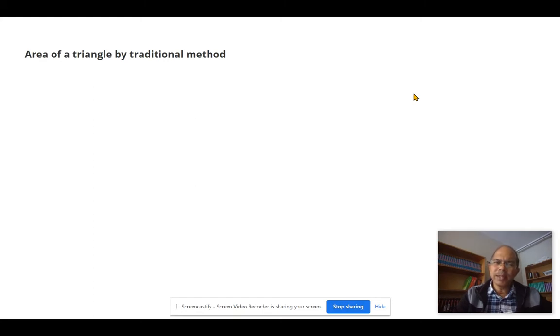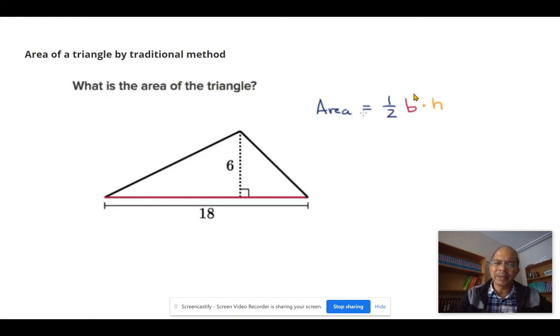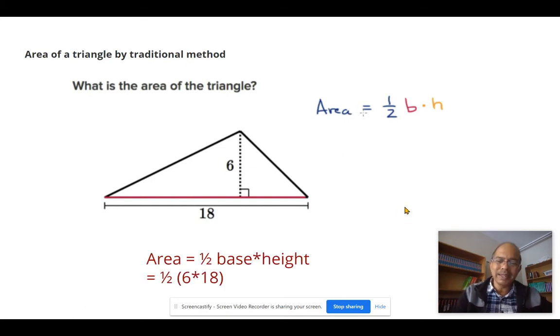So, first of all, what is the area of a triangle by the traditional method? We know that the formula for the area is half into base into height. So, if you look at this triangle, what is the area? The base is, in this case, 18, and the height, as you can see, is 6. So the area is half times base times height, or half times 6 times 18, which is 54.